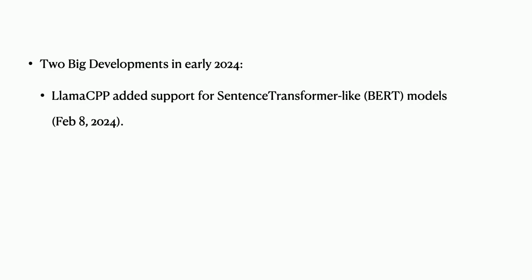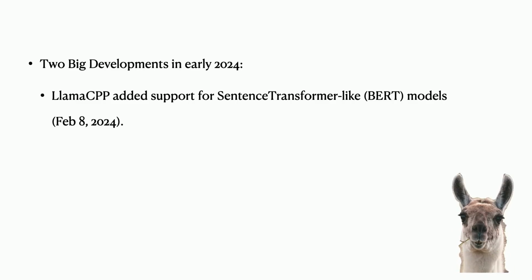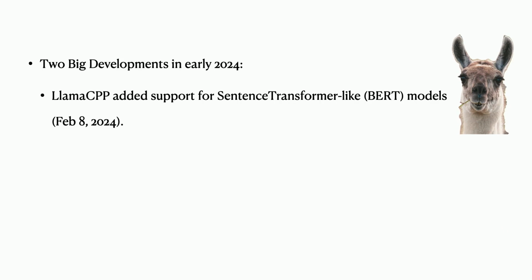But several things happened in early 2024 that changed the game, at least for me, in terms of being able to do this with low resources and low memory. A software package called Llama CPP added support for sentence transformer BERT-style models, the kind of models that Sentence Transformers uses. Llama CPP was written to do large language models like Llama, hence the name. But it added support for these models on February 8th, 2024.